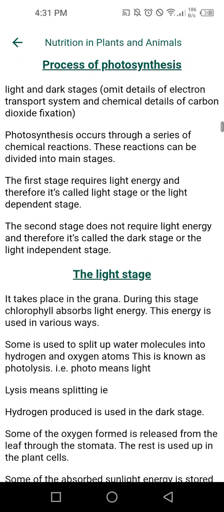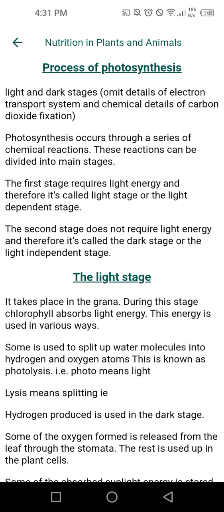Process of photosynthesis. Light and dark stages; omit details of electron transport system and chemical details of carbon dioxide fixation. Photosynthesis occurs through a series of chemical reactions. These reactions can be divided into two main stages. The first stage requires light energy and therefore it's called the light stage or the light-dependent stage. The second stage does not require light energy and therefore it's called the dark stage or the light-independent stage.